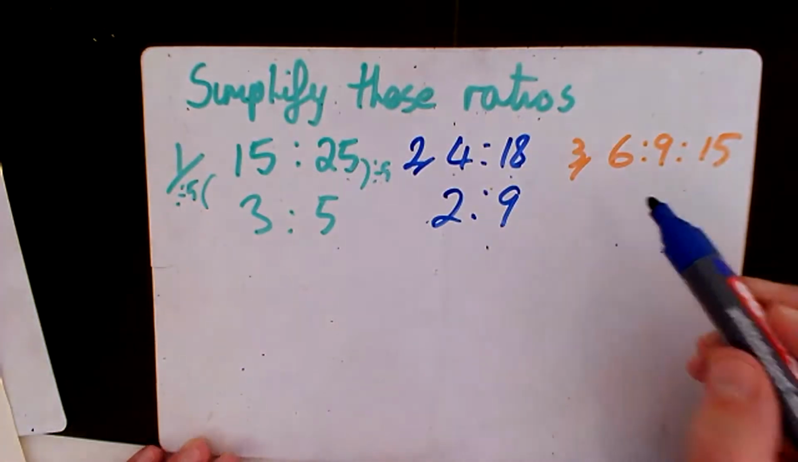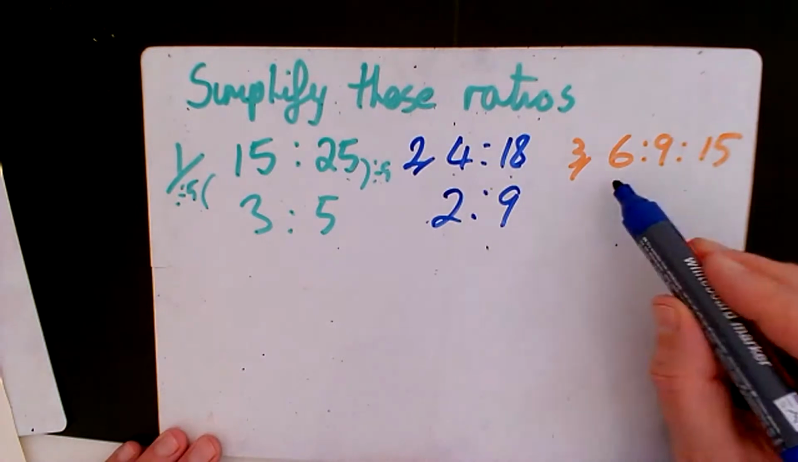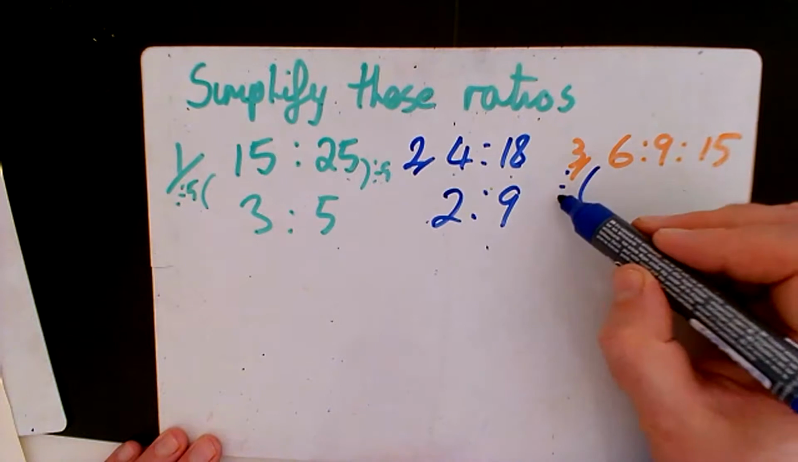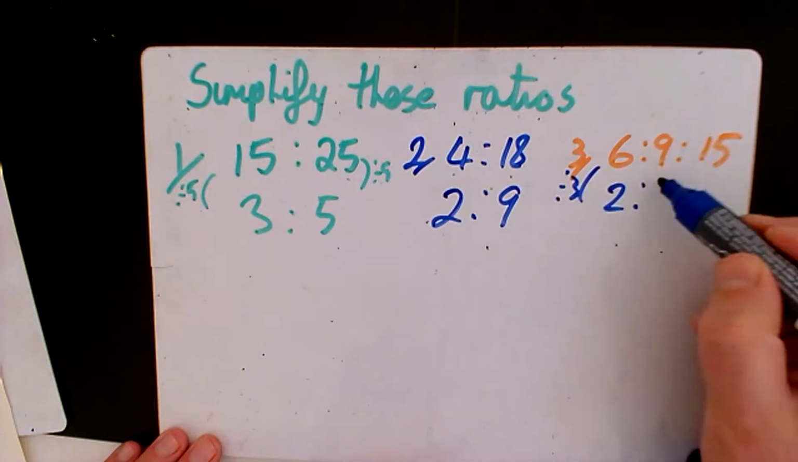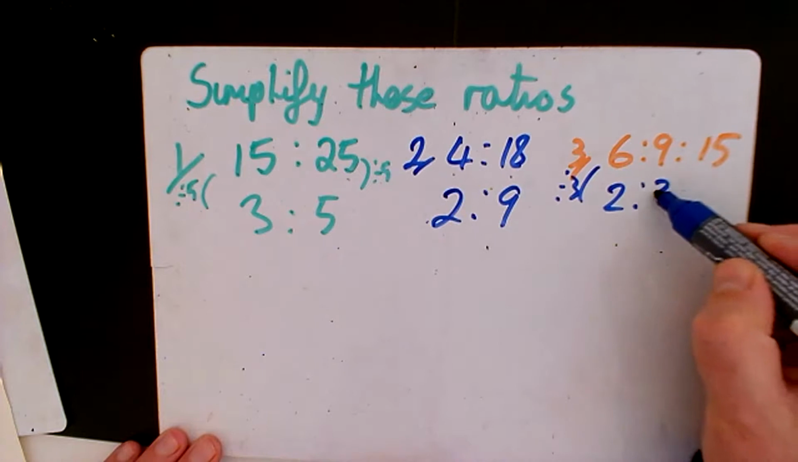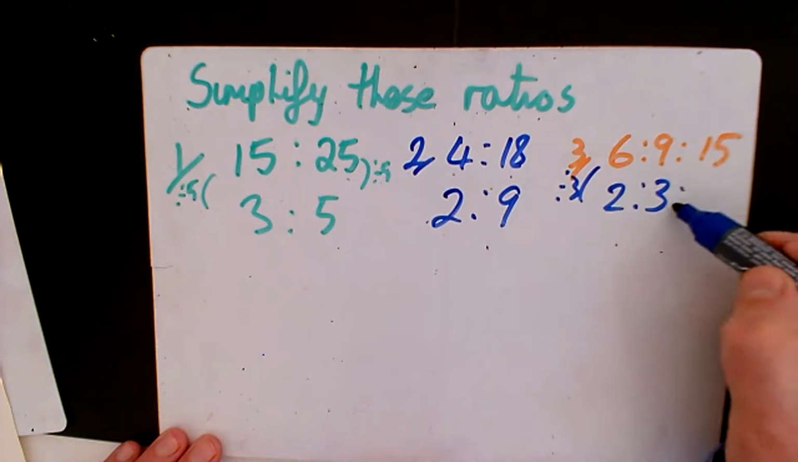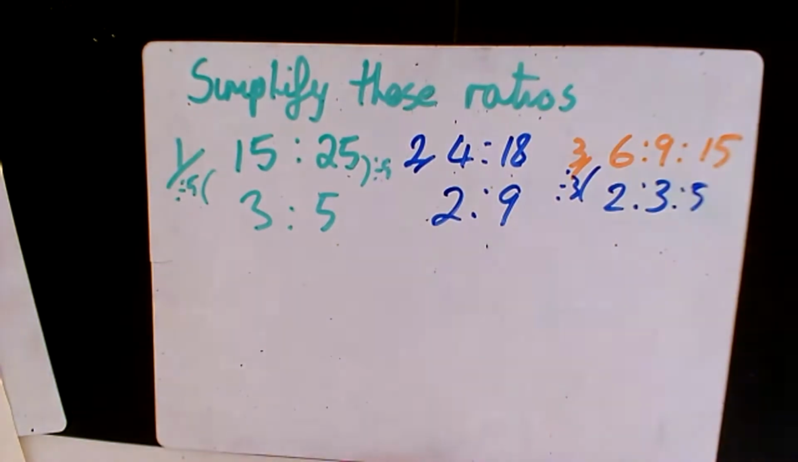Here I've got 6, 9, and 15. What goes into all of those? I think 3 does, doesn't it? So I'm going to divide them all by 3. How many 3's in 6? 2. How many 3's in 9? 3. How many 3's are in 15? 5, because 5 times 3 is 15. So I'm simplifying those ratios. Well done on those.